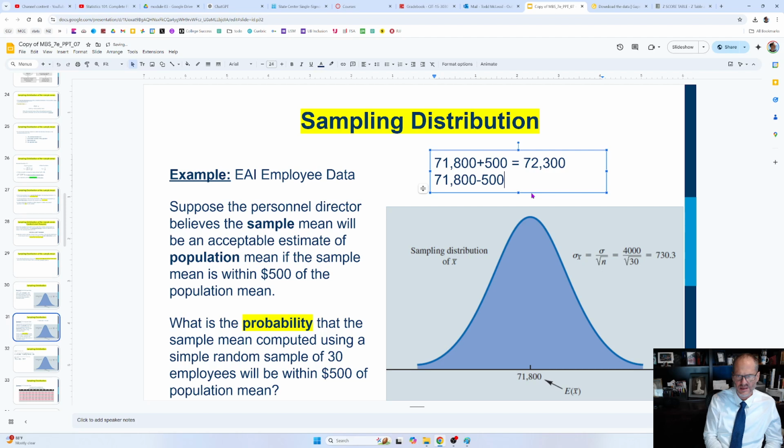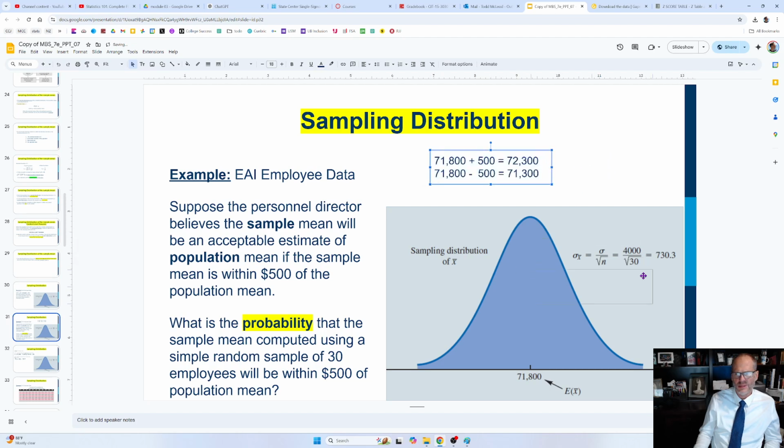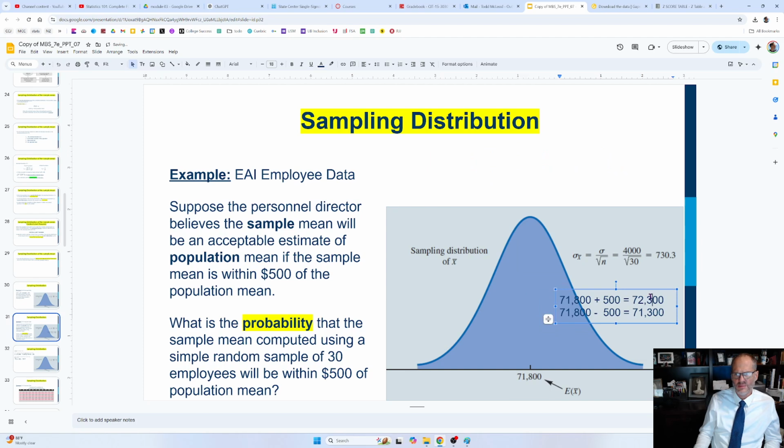71,800 minus 500 is equal to 71,300. I'm just going to make this a touch smaller, just to de-emphasize it. Bring this over, and I will put this right here, make that a little bit smaller, and bring that down to 14. Does that fit well? I kind of like that.